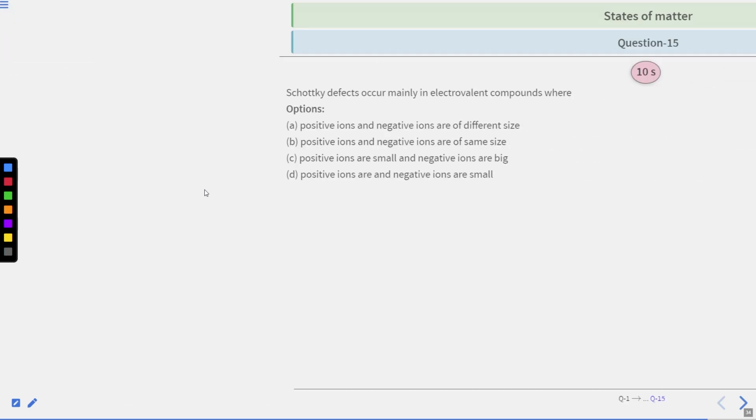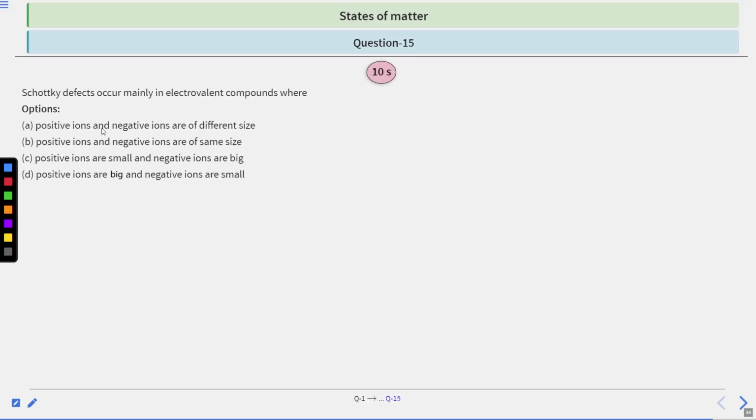Moving on to our last question, that is question number 15. Schottky defects occur mainly in electrovalent compounds where the options are: positive ions and negative ions are of different size; positive ions and negative ions are of same size; positive ions are small and negative ions are big; positive ions are big and negative ions are small.